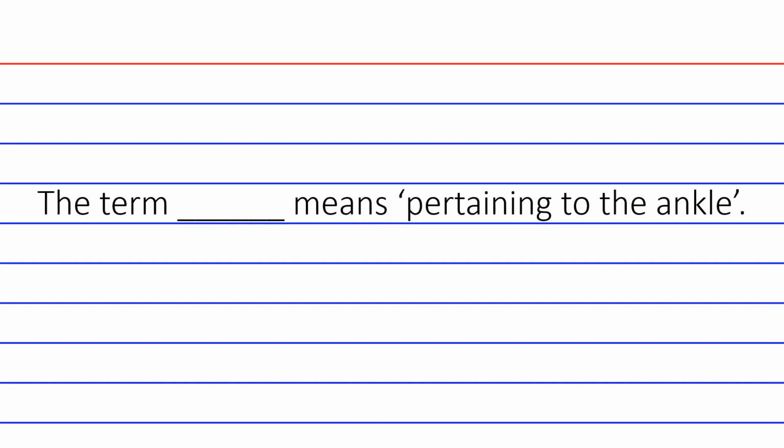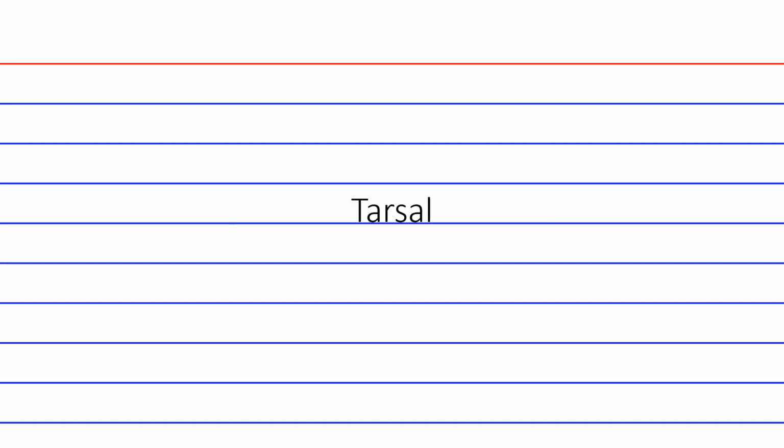This term means pertaining to the ankle. The answer is the tarsal. Remember, your tarsal bones are in the area of your ankle. It goes your tarsal bones, which are short bones, and then your metatarsals and your phalanges. So your tarsals are in the area of your ankle. So that's the tarsal region.